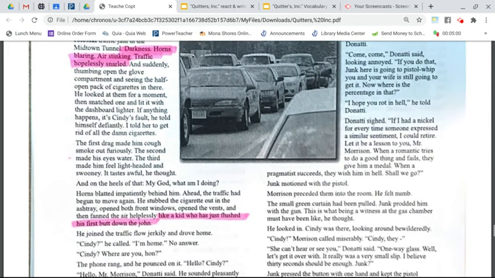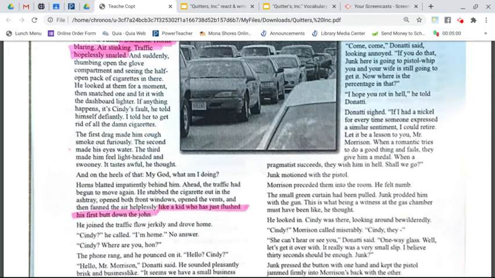The first drag made him cough, smoke most out furiously. The second made his eyes water. The third made him feel lightheaded and swoony. It tastes awful, he thought. On the heels of that, my God, what am I doing? Horns blatted impatiently behind him. Ahead, the traffic had begun to move again. He stubbed the cigarette out in his ashtray, opened both front windows, opened the vents, and then fanned the air helplessly, like a kid who has just flushed his first butt down the john. He joined the traffic flow jerkily and drove home.